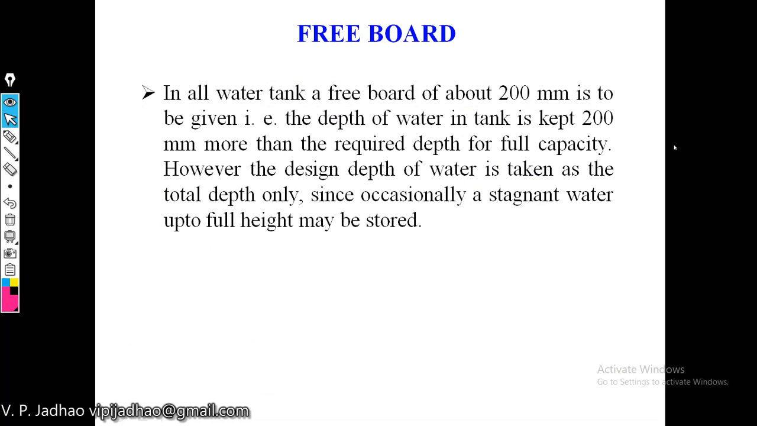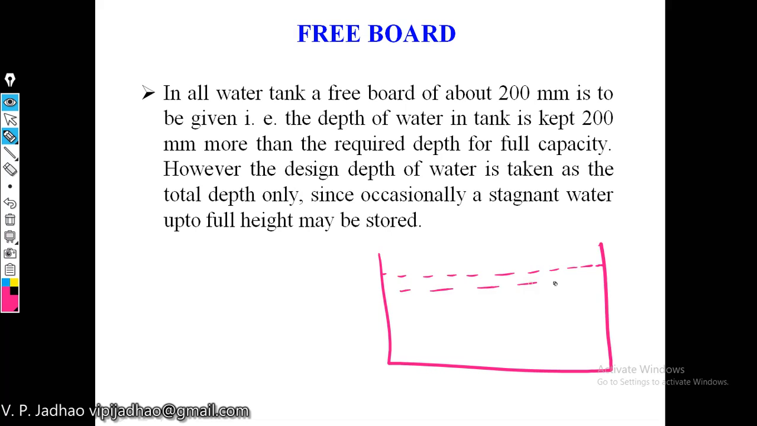Now what is a freeboard? In all water tanks generally we provide about 200 mm of freeboard. What is freeboard then? If this is your water tank, we will fill this water tank up to this level only, so this particular distance or depth is called the freeboard.